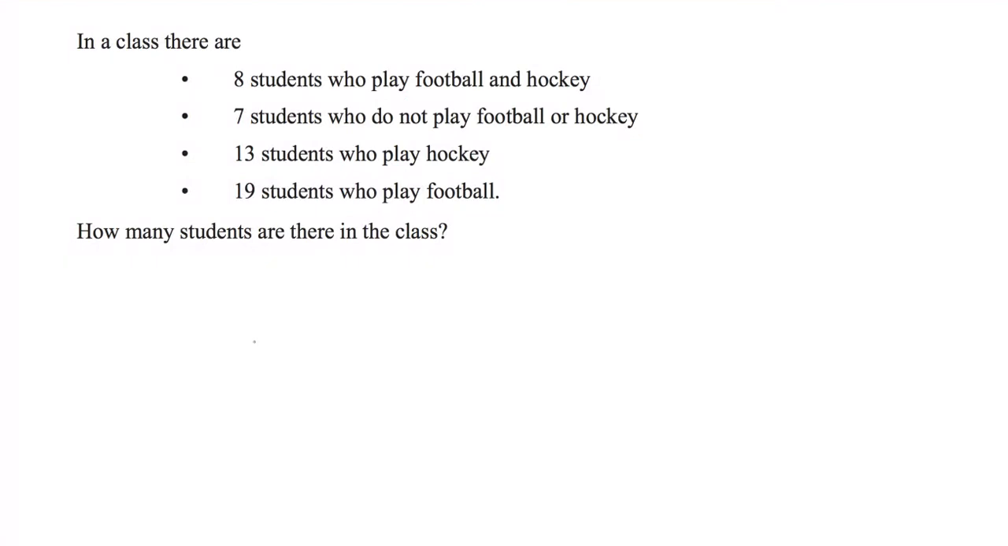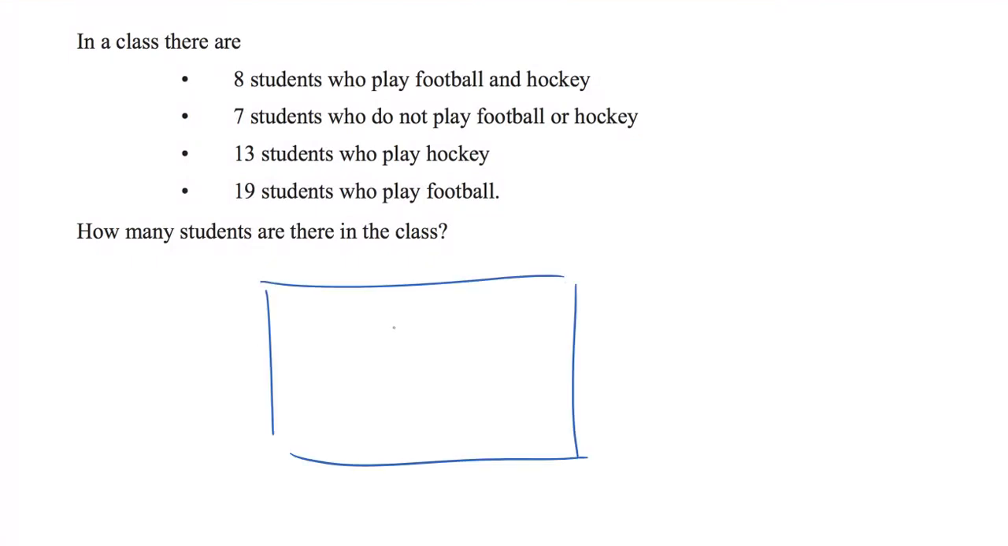So let's start off with our Venn diagram, and let's think about the students who play football as F and the students that play hockey as H. So we've got 8 students that play football and hockey. 7 students who do not play football or hockey. So I'm going to start by writing that 7 on the outside. Now, we've got 13 students who play hockey and 19 students who play football.